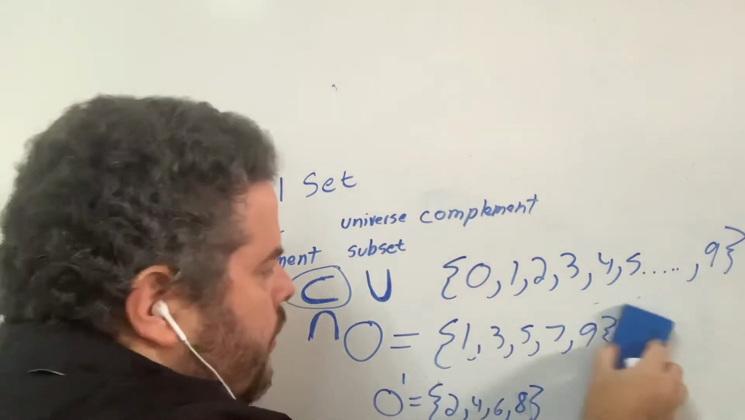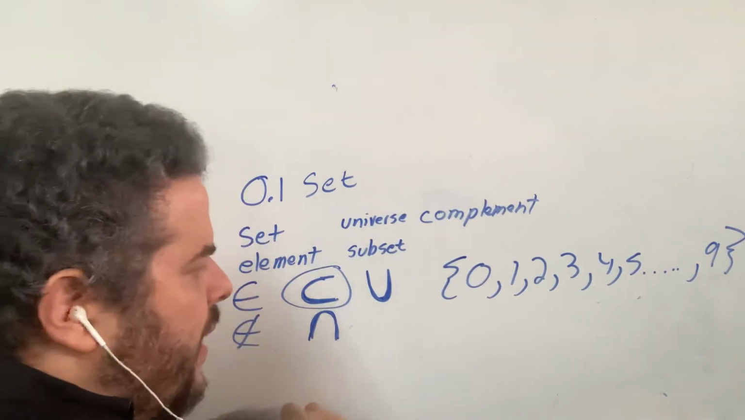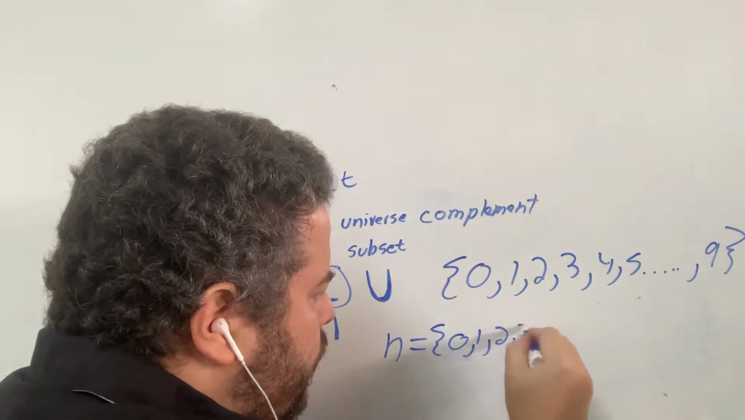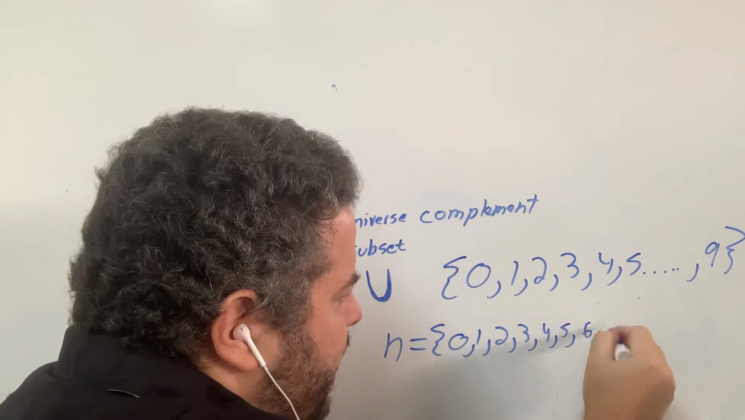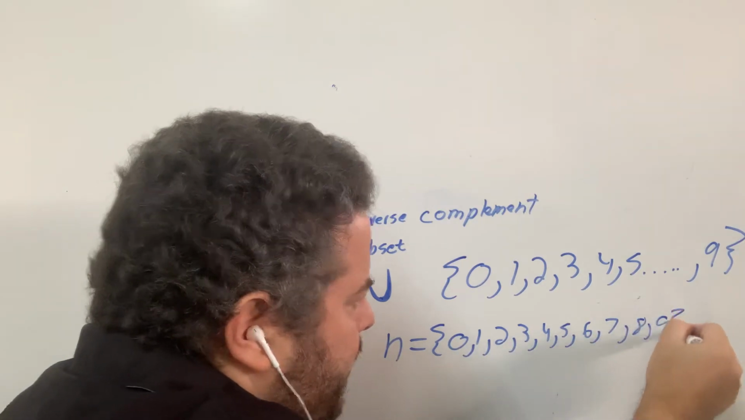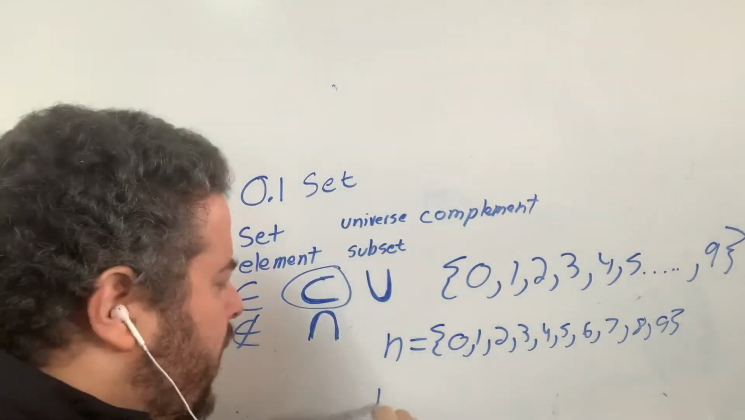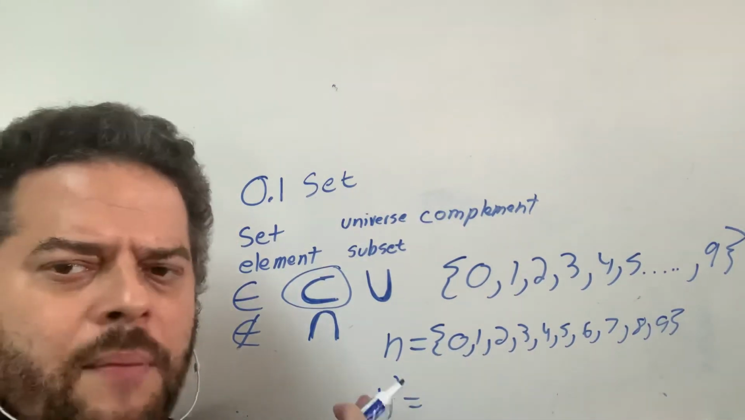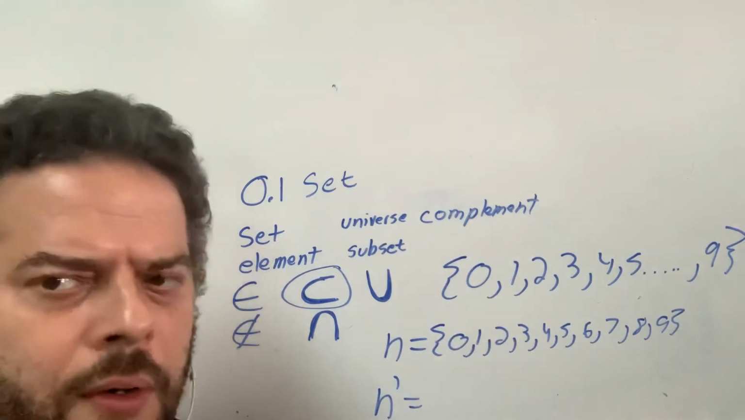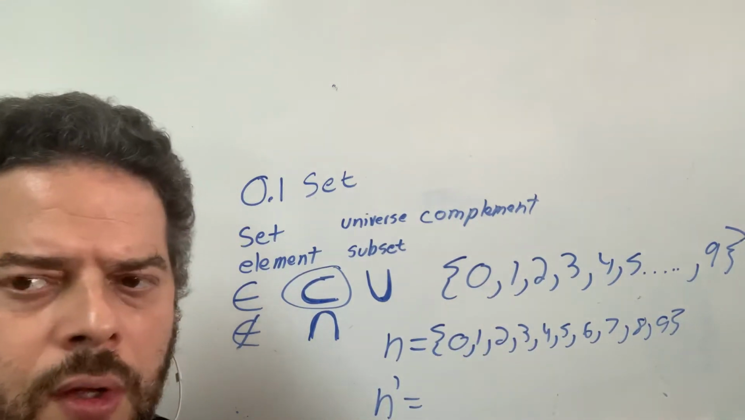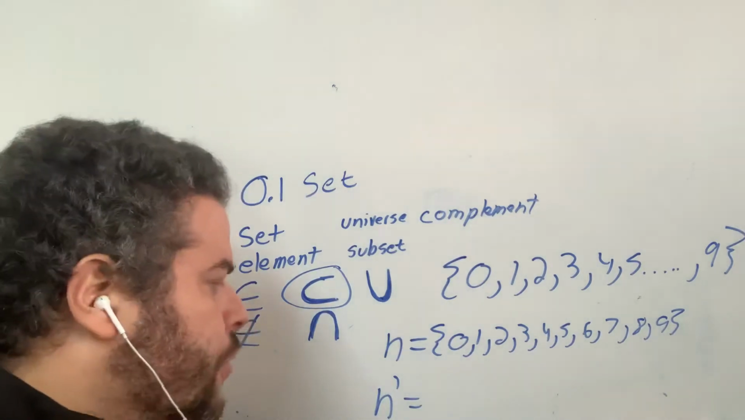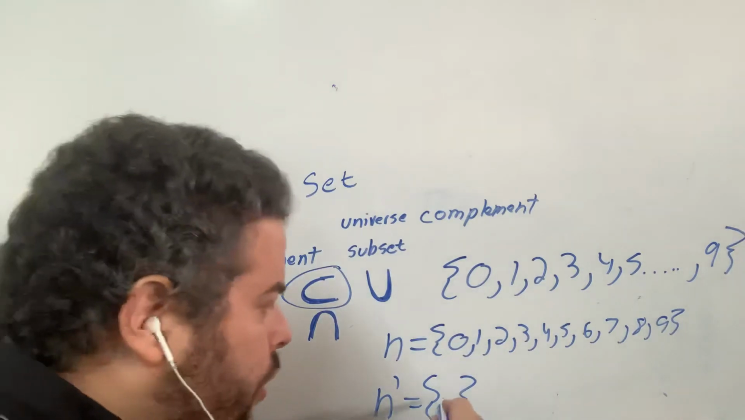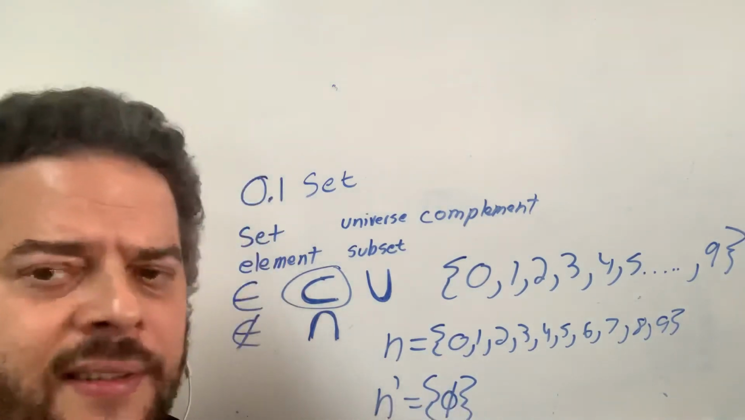Now note, if I want the set N to be 0, 1, 2, 3, 4, 5, 6, 7, 8, 9, and I ask you, what is the complement of N? What is N missing to become the universe? Well, no, N is identical to the universe. So what is it missing? Anything. Make sure you label it as literally an empty set, or you can use this symbol that represents empty.